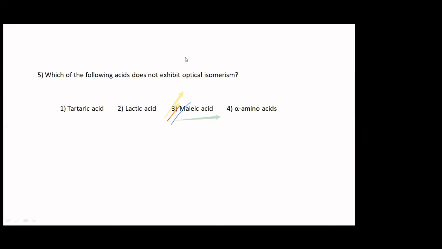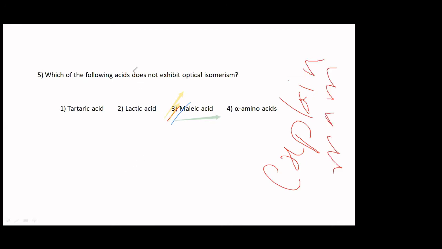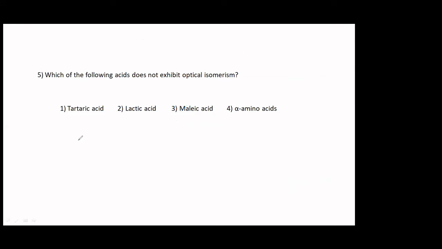If it is not clear, then you should know the structure of it. Explain. Okay, yes, I'll do that. That is good. I'll explain this. Let's take the structure of all this. Tartaric acid is basically a dicarboxylic acid. Butane, dihydroxy also. So COOH, CHOH, CHOH, COOH. This is your tartaric acid.